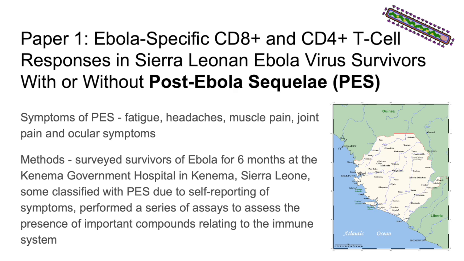In hopes of getting to the root of PES, the authors of this paper surveyed survivors of Ebola every 6 months. Patients were classified as having PES if they reported symptoms like the ones I mentioned earlier at the first screening. The authors did this as a series of assays that assessed the presence or absence of specific compounds related to the immune system in patients by doing mainly blood tests, as well as more specific ones that tested for things like immunoglobulin.